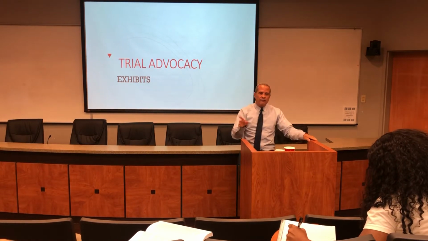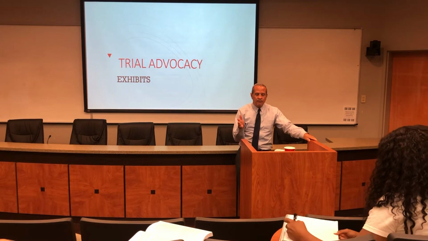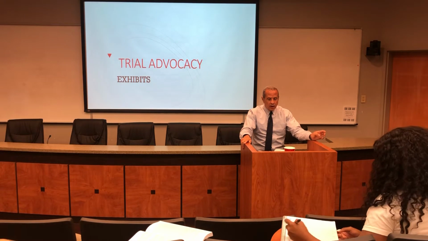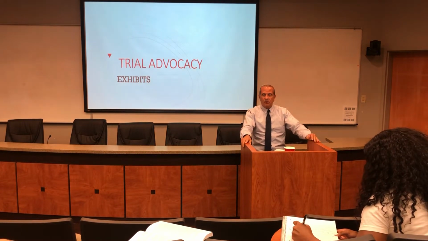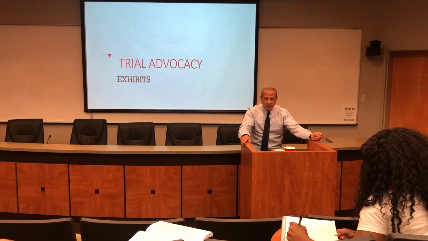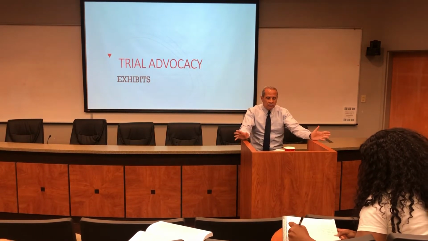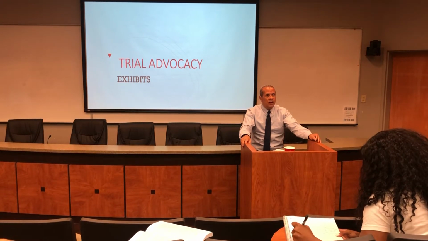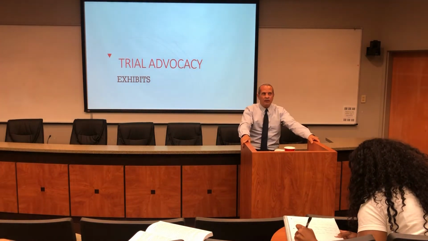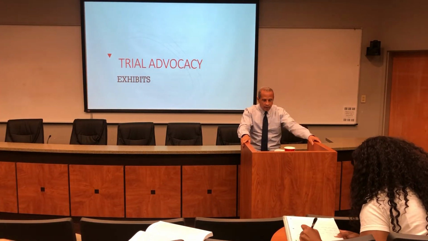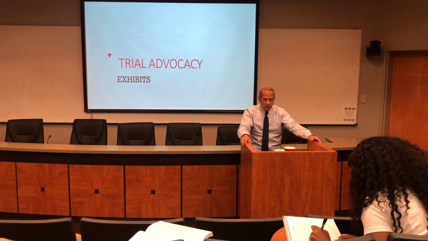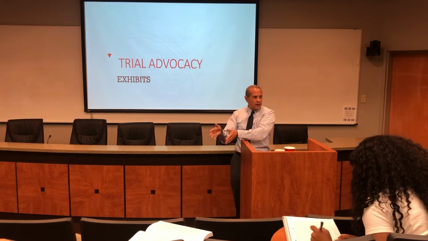So let's talk about the different types of exhibits and demonstrative aids. There are basically three types of exhibits. There's real evidence, documentary evidence, and demonstrative evidence. Real evidence is sometimes referred to as original or physical evidence, usually a tangible item like the gun from a murder scene, the torn seat belt from the plaintiff's automobile, cocaine that's found in the possession of the defendant.